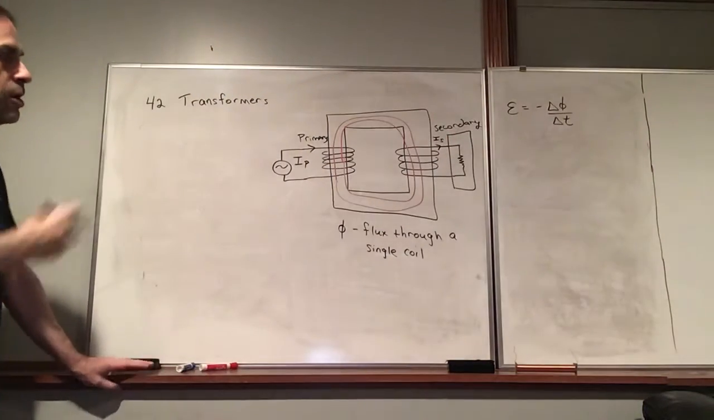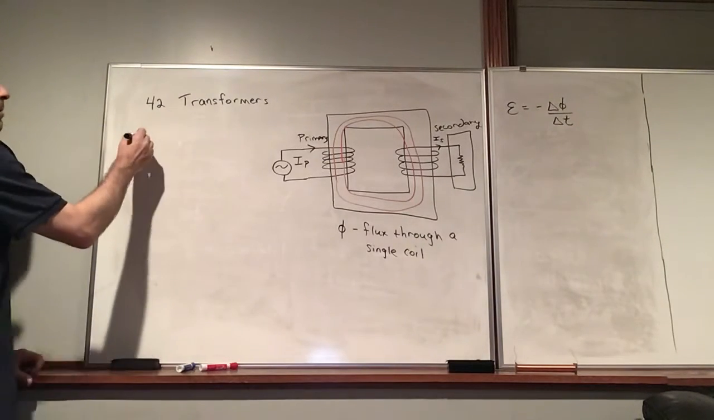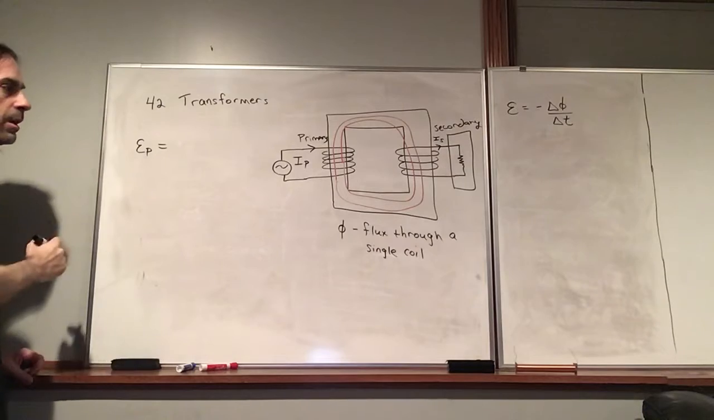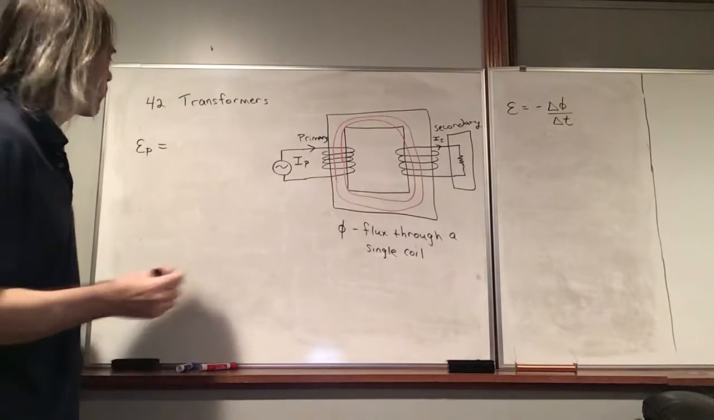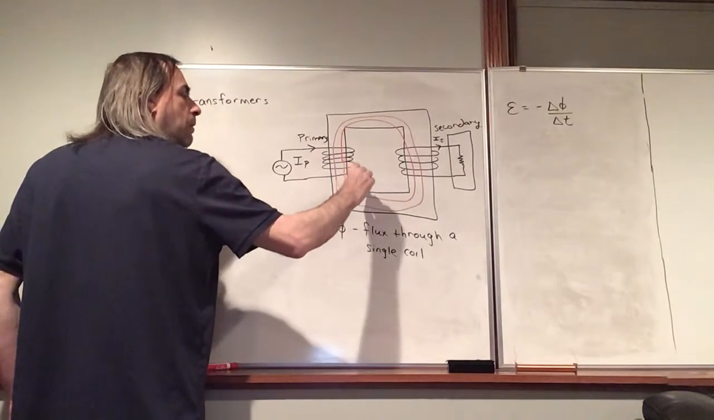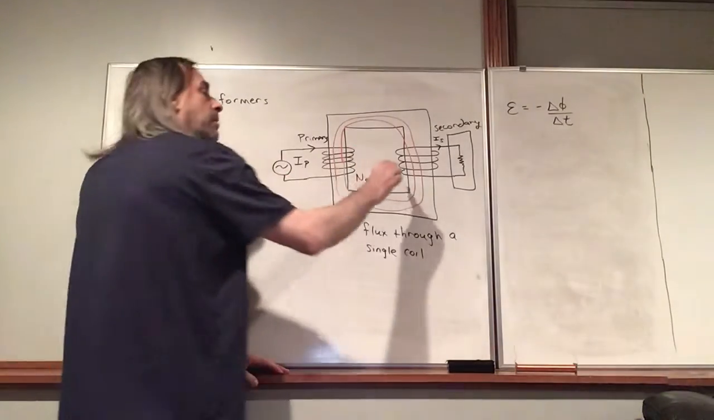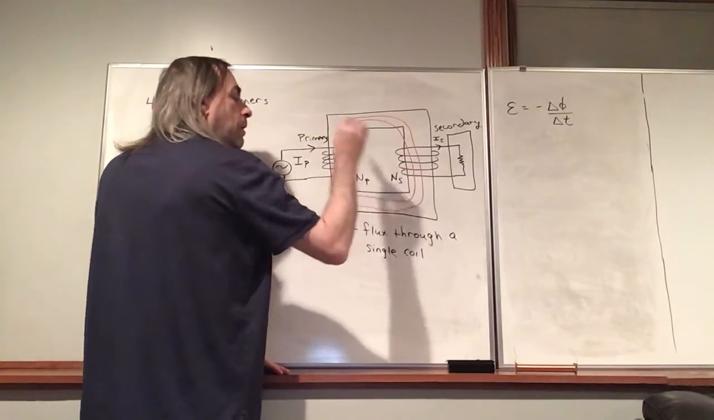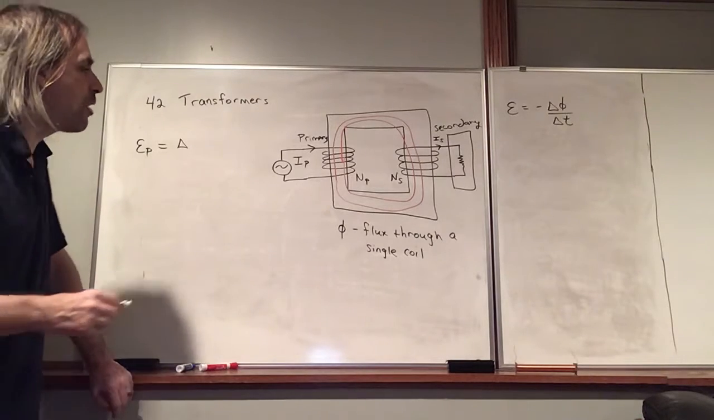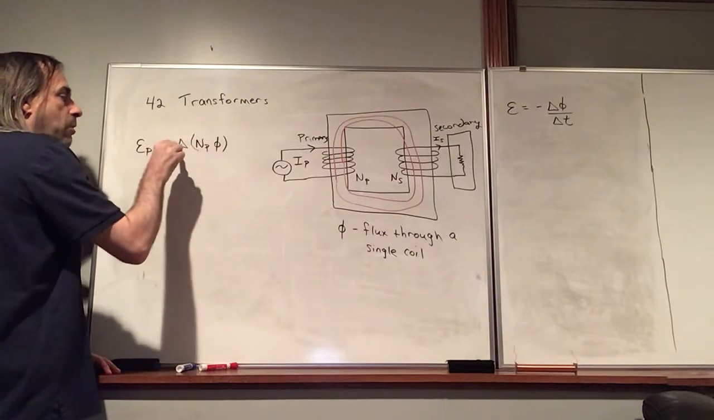Okay. And we want to apply Faraday's law to this. So first, let's look at the EMF in the primary coil. And again, we're just looking at magnitudes. We don't care about that minus sign. Now the flux, let's say the primary coil has NP turns. So the number of turns, we'll just call that NP. And in the secondary coil, we have NS. So the total flux through the primary coil would be the number of turns times the flux through a single loop.